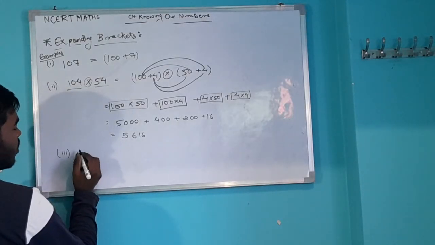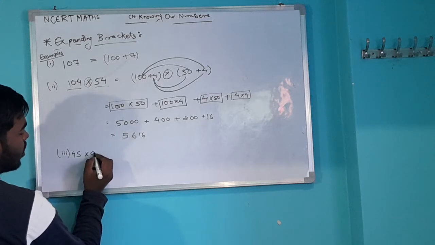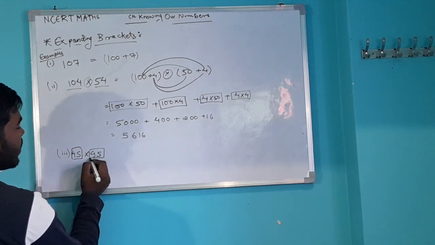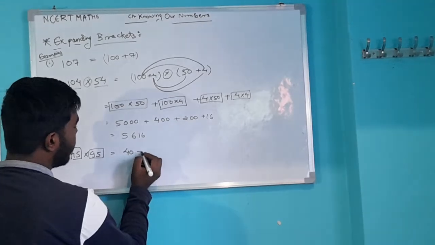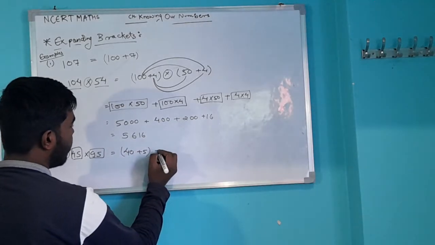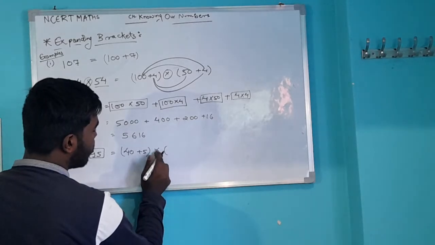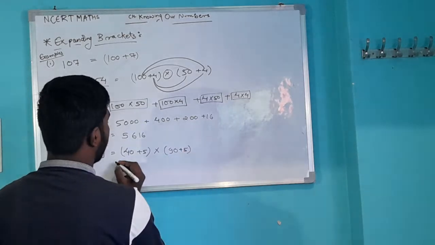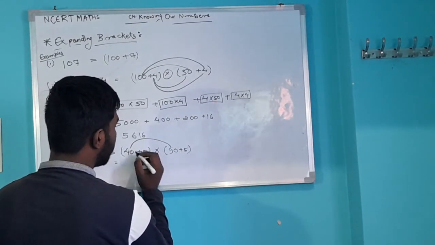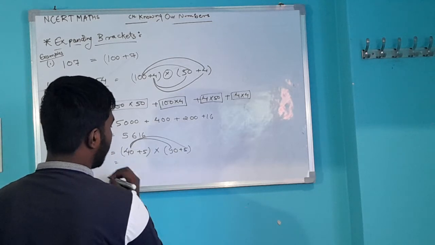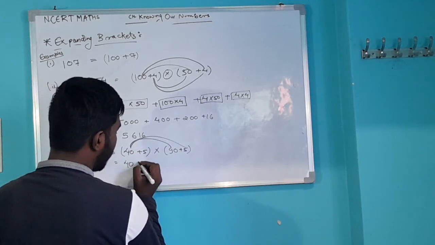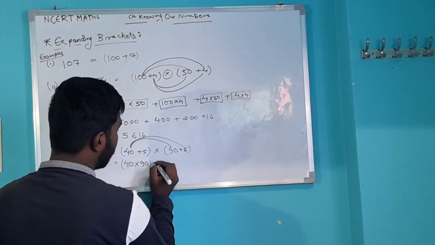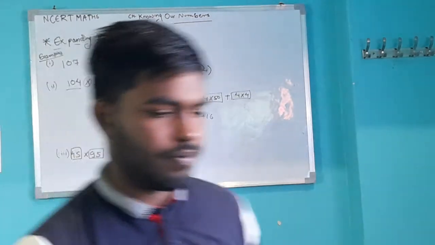Again we have 45 into 95. Here again we simplify 45 first, then 95. For 45, we write 40 plus 5 in our first bracket. Then the multiplication symbol, into 90 plus 5. Again we solve first part to first one and then first part to second one. Then we get 40 into 90 plus 40 into 5.